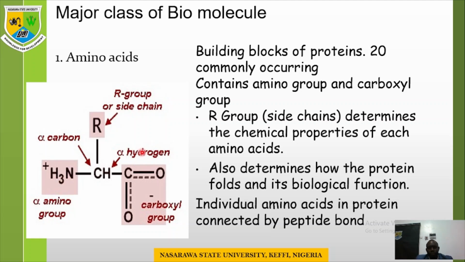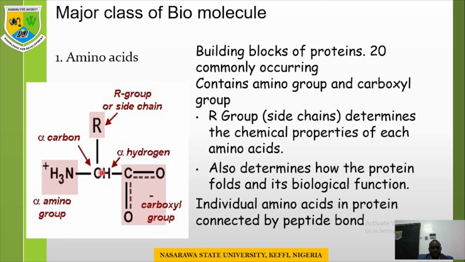All right, let's go back. The amino acid is a major class of biomolecules. The R group determines the chemical properties of each amino acid. This is the R group. Every amino acid has this basic skeleton.